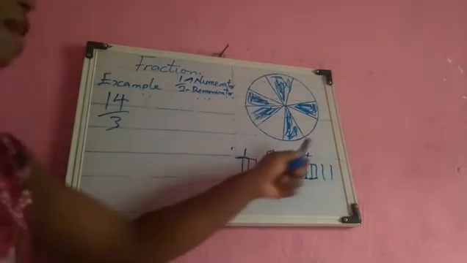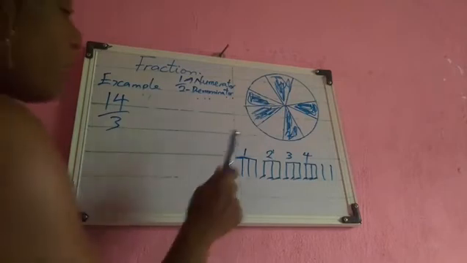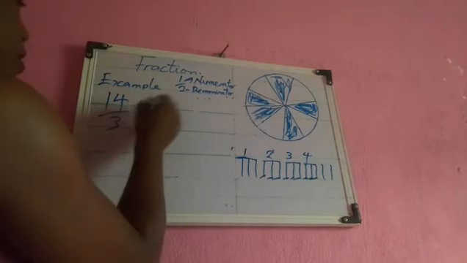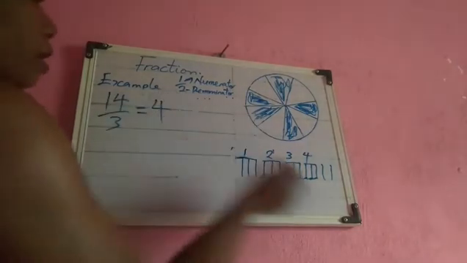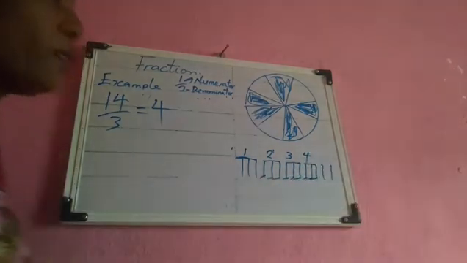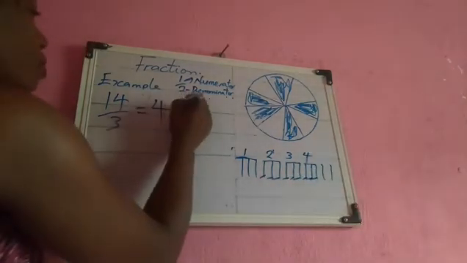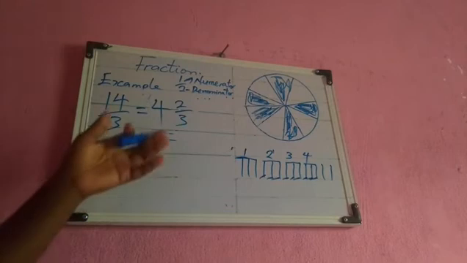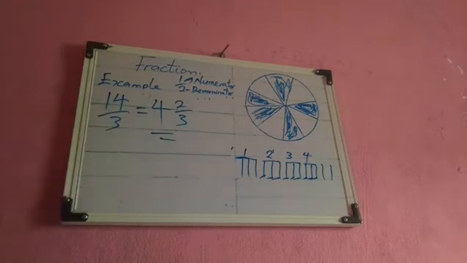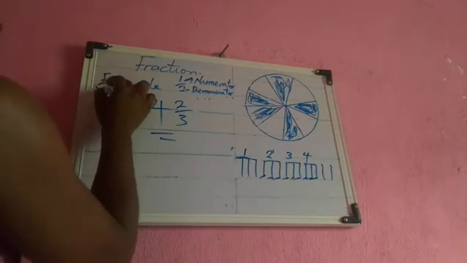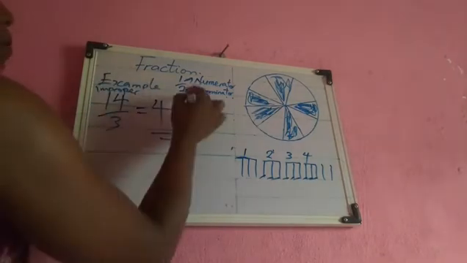Now how many houses have we built together? We have 1, 2, 3, 4. We have built 4 houses. So the answer will be 4 whole numbers, remaining what? You're not going to throw away the remaining 2. You still have to put it. So we have 2 over 3. Our answer is 4 whole number 2 all over 3. So now we have converted an improper fraction to a mixed number.